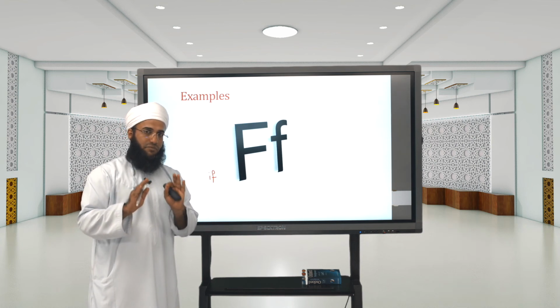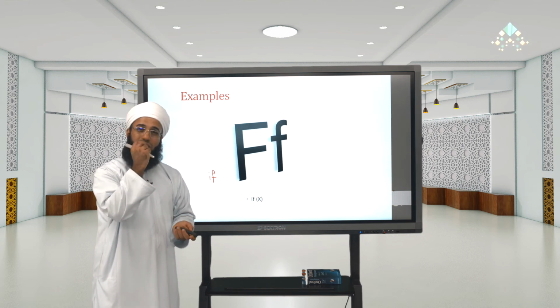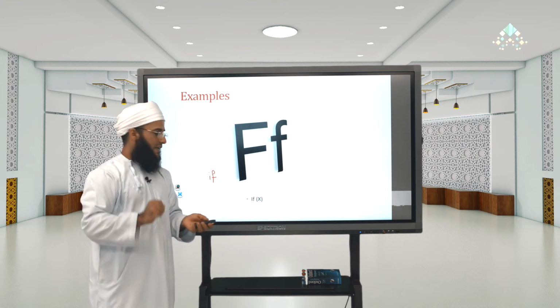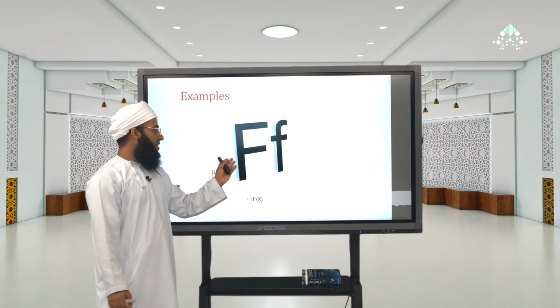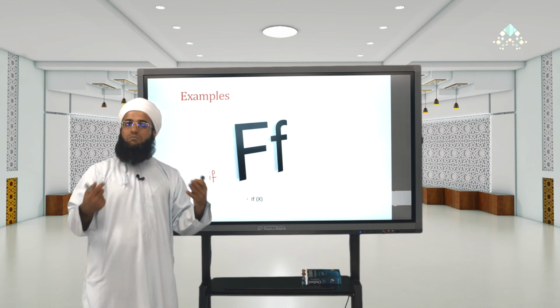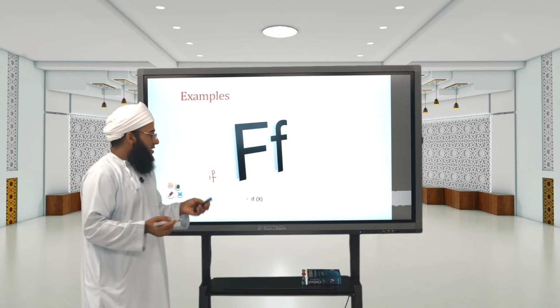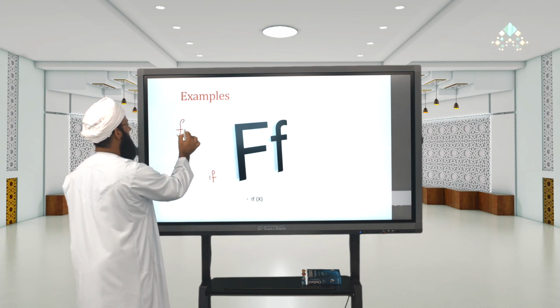Okay, this is very important. We don't want to mix things up just because of a little sound. If you say "if", it will be a different word. If you say F, this is the name of the letter. But when you pronounce something, for example, fat?